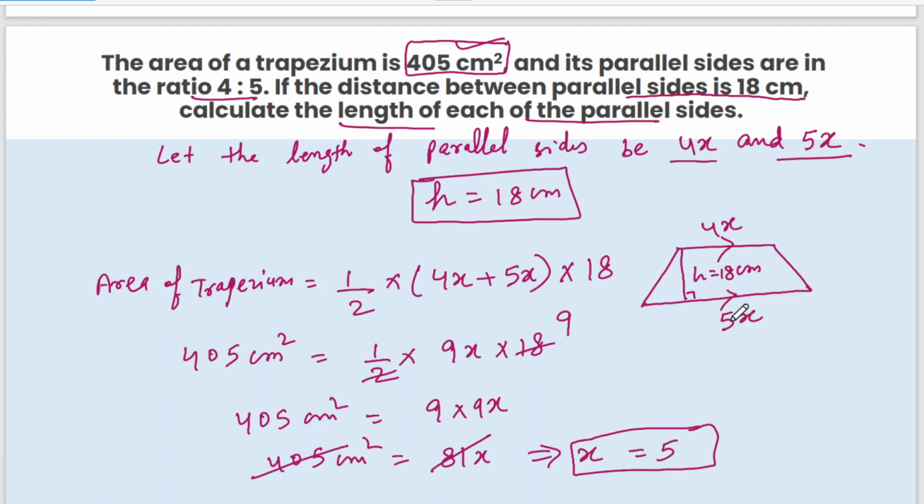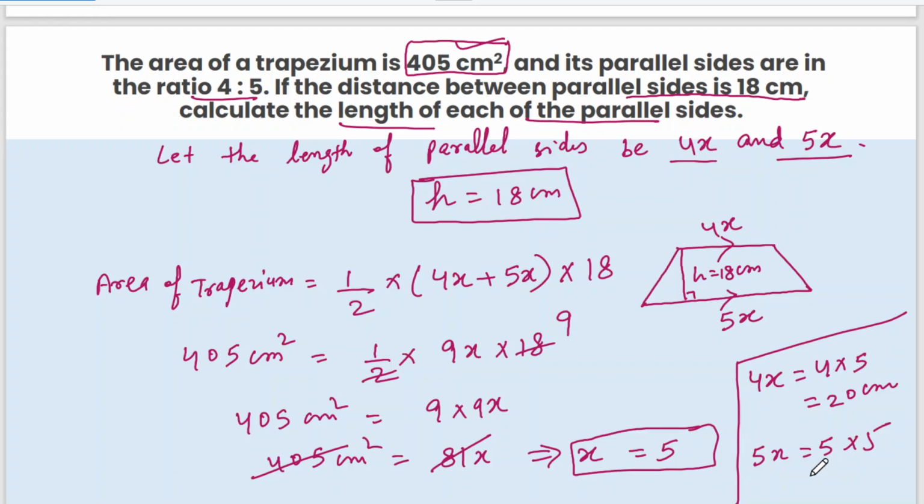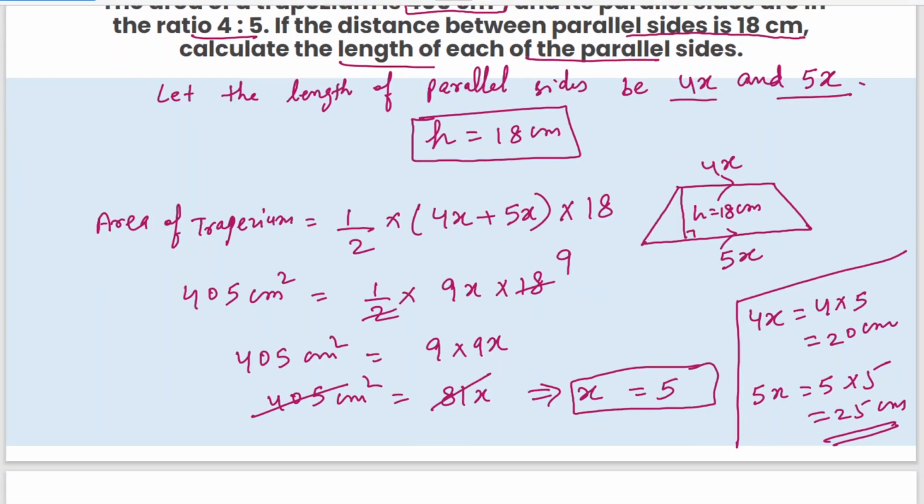So now we can find the length of the parallel sides. One of the parallel sides was 4x. So it is 4 into 5, 20 centimeter. Another was 5x. So it is 5 into 5, it is 25 centimeter. So we have got the length of each parallel side. Okay. Next question.